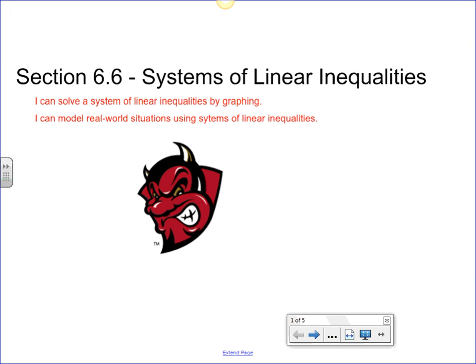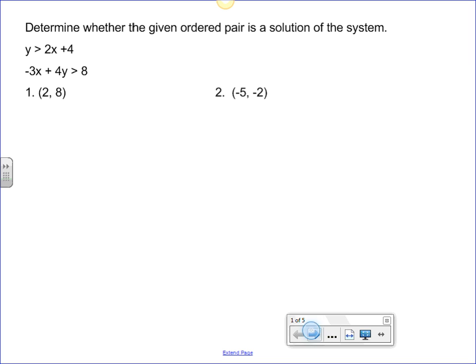Okay, today we're going to be looking at section 6.6, which deals with systems of linear inequalities. Hopefully by the end of this brief section, you can say I can solve a system of linear inequalities by graphing, and I can solve real-world situations using systems of inequalities. So, our first thing we've got to do is talk about what it means to be a solution of a system of inequalities.